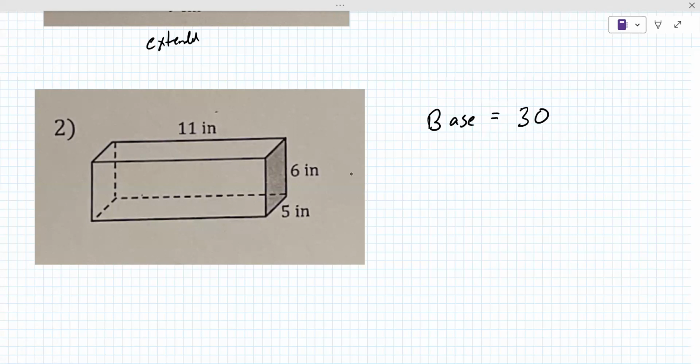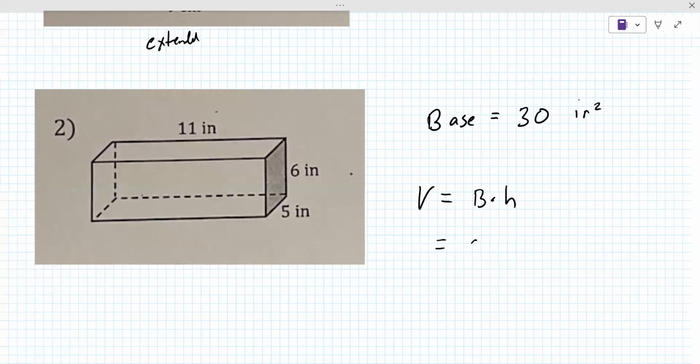What are the units of the base area? The units of the base area are inches. It's not inches. Areas are always squared. Yeah, squared. Inches squared. The volume is the base times the height.